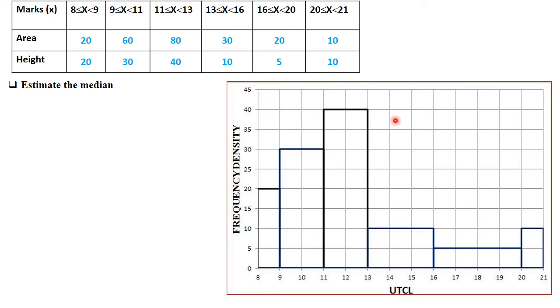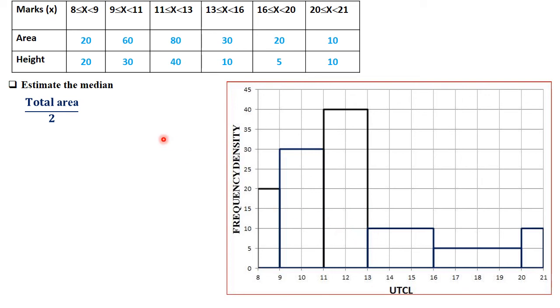What was the next question? Estimate the median. So we now go to that particular part. We will need to look for a way of dividing the area of all the bars into two, such that if the line we draw along this particular class, we'll have half the area this side, half the area the other side. So as we estimate the median, we look for that line that divides all the areas added together into two.